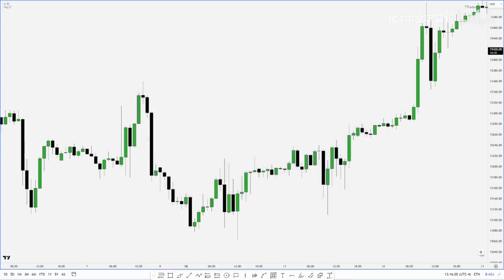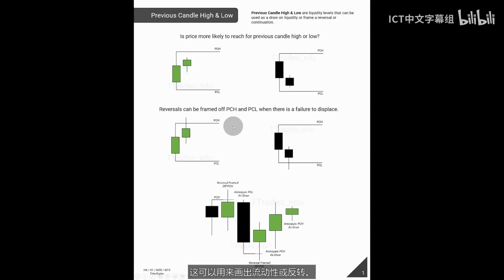So let's get into it. The first thing we're going to take a look at is the previous candle's high and low. This can be used to frame a draw on liquidity or a reversal. For example here, unless price is going to consolidate in this range forever, it is going to have to reach for the previous candle's high or the previous candle's low. Considering price is moving up here, it's more likely to take previous candle's high. So this can be used as a draw on liquidity.